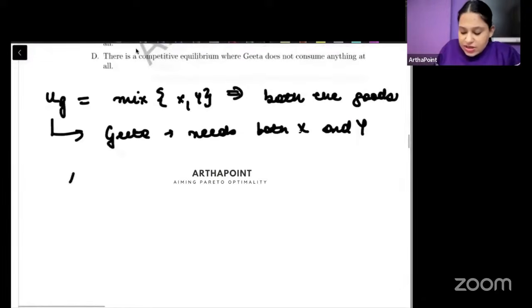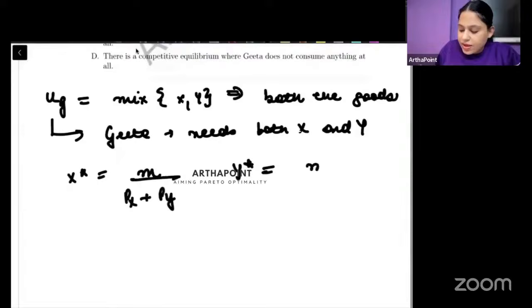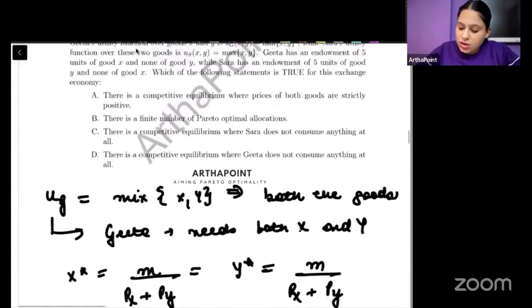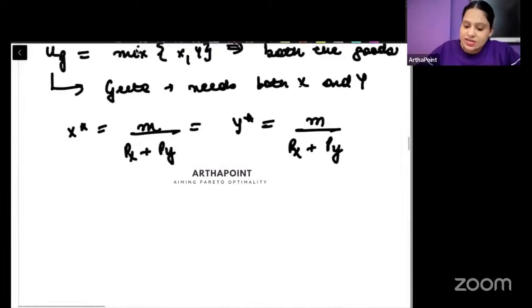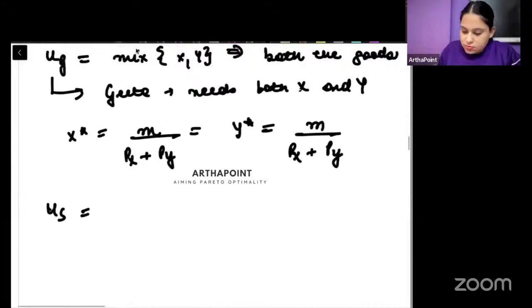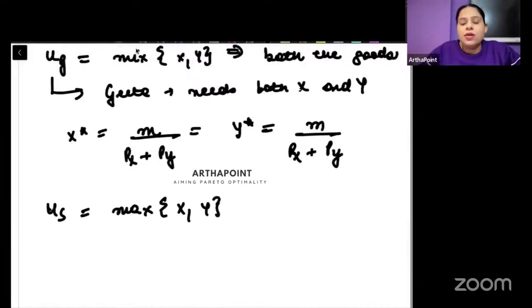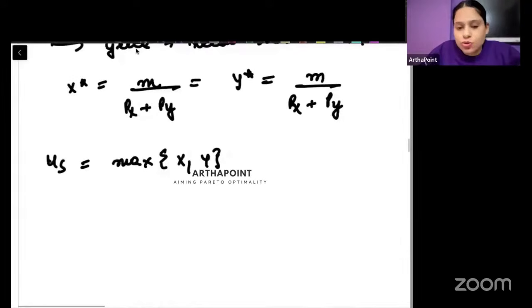So, Geeta would need X star as M by PX plus PY, and would need Y star as M by PX plus PY. She would need both goods and in equal amount. King pe hoga. Now look at the utility function of Sara. It is max XY. Now, one property of the max function is that you never consume both the goods.